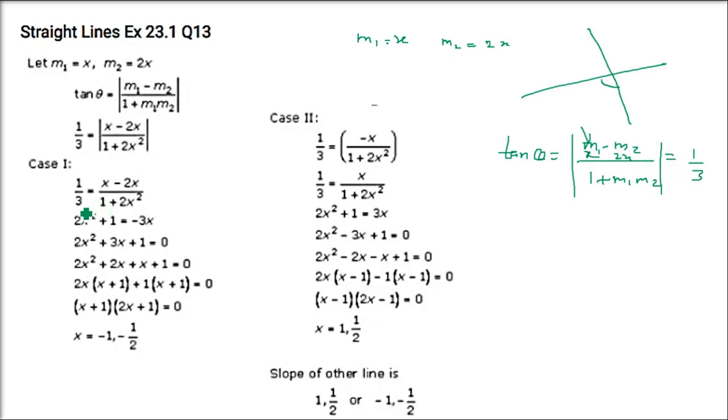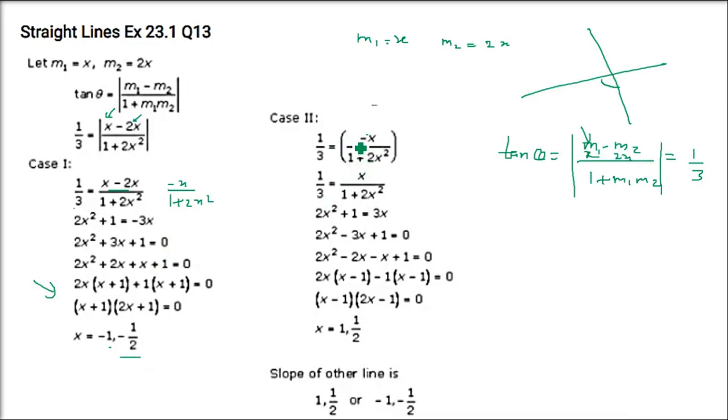So we put 1 by 3 equals, one time we have taken plus, one time negative. So there will be two cases. In case 1 we take plus, and in case 2 we take the negative. So let us start. This is x minus 2x, which is minus x, by 1 plus 2x square. Here m1 is x and m2 is 2x, and we have done this a lot. You will be able to form a quadratic equation and solve it. It will be minus 1 and minus half. Quadratic equations we have done a lot.